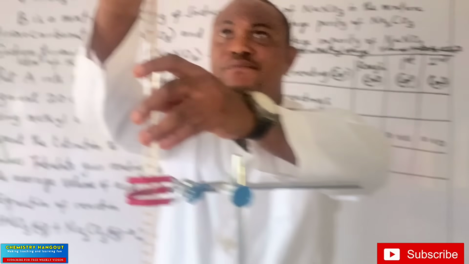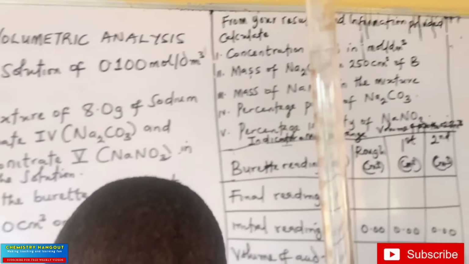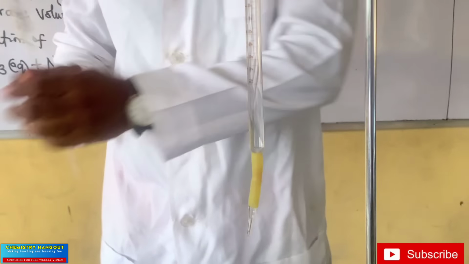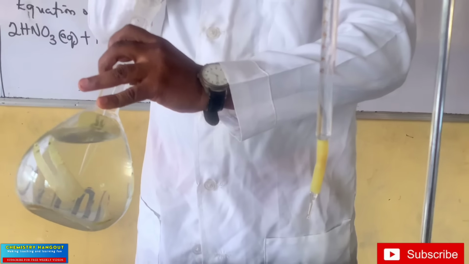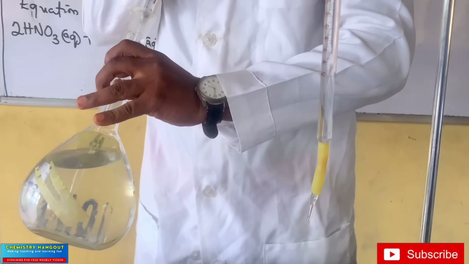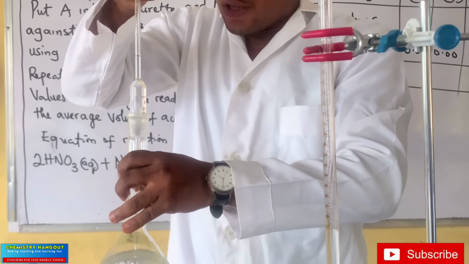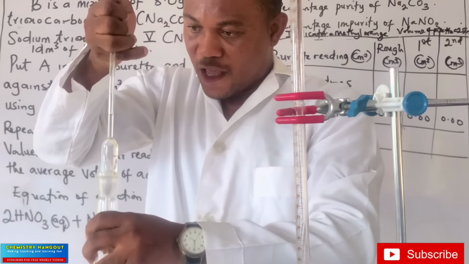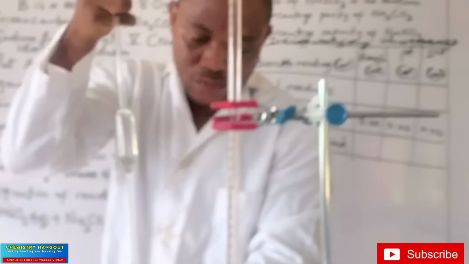So I have filled to the 0 mark already. Then I have my pipette. This is my B. So let me quickly pipette. I've been doing this on this channel, and one thing about this channel is we want to do it so that you see it. Good.